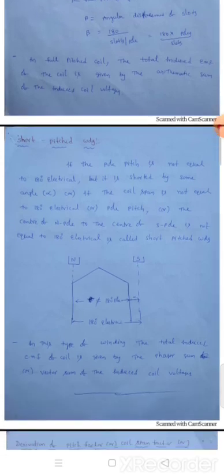Short pitched winding: if the pole pitch is not equal to 180 degrees electrical but is shortened by some angle alpha, or if the coil span is not equal to 180 degrees electrical, or the center of the north pole to the center of the south pole is not equal to 180 degrees electrical, it is called short pitch winding. In this type of winding, the total induced EMF of the coil is given by the phasor sum or vector sum of the induced coil voltages.